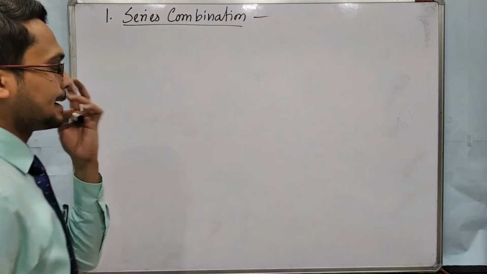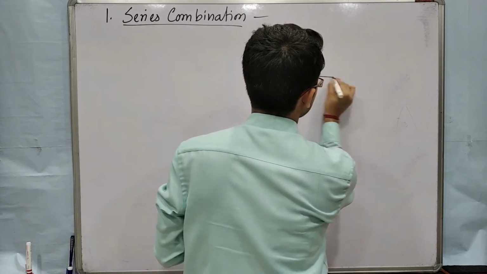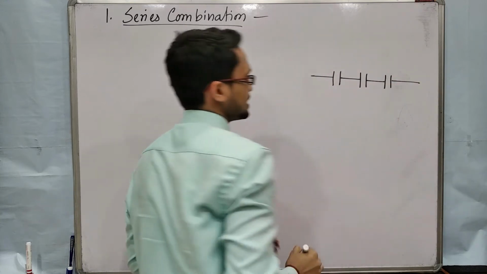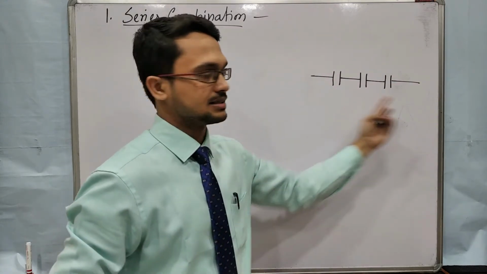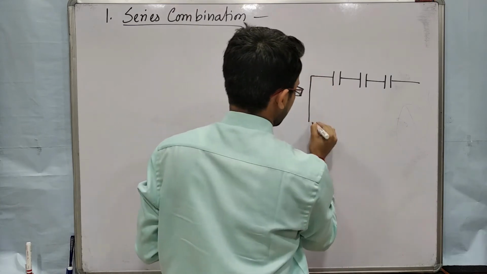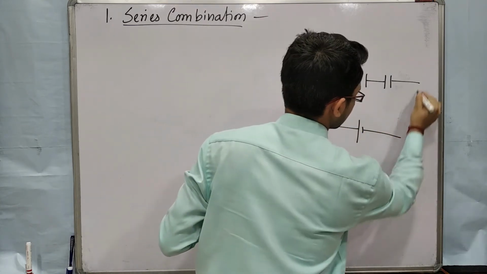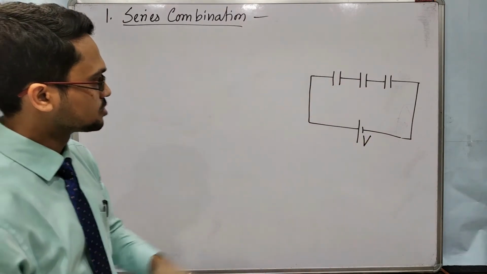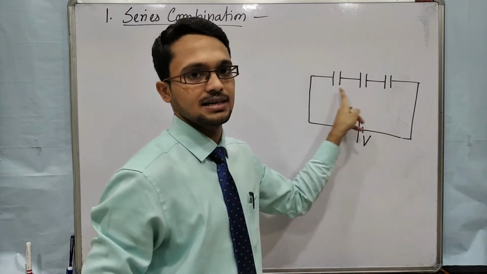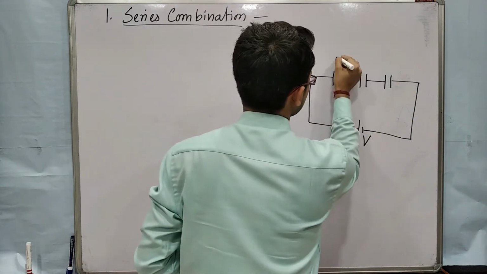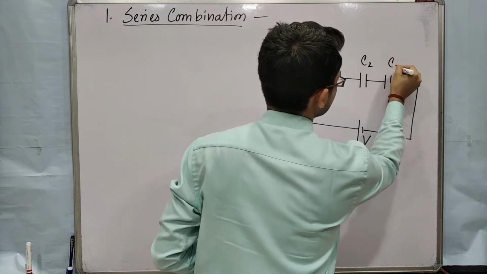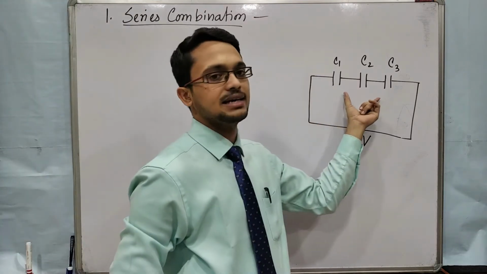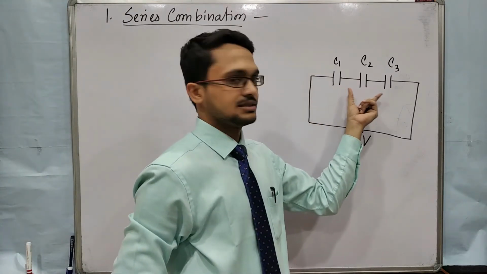First I am drawing a diagram of three capacitors connected in series. It may be any number, but I am taking three. This is the series connection, and they are joined with an external battery. The potential is, suppose, V. So this is the circuit. Three capacitors are in series, and suppose their capacitances are C1, C2 and C3. We have to find the equivalent capacitance of this series combination.